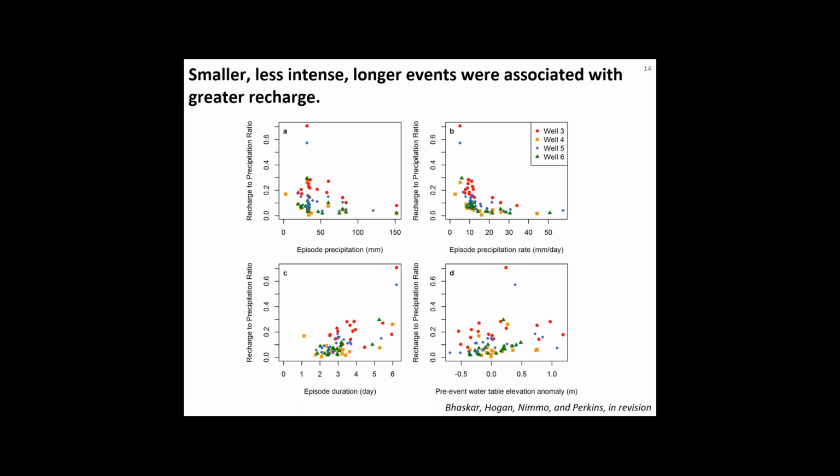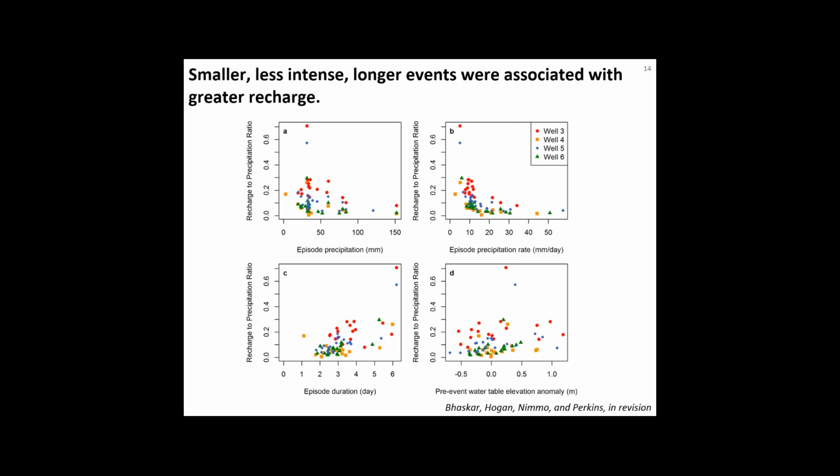And so here we're seeing that, in general, there could be a relationship. This one has more scatter, but for larger pre-event water table elevations, which means a higher water table before that event happened compared to the mean for that particular well, there's a higher recharge to precipitation ratio. These are things that, in general, fit what we would expect, and here we can actually see that going on in our study watershed. So next I'll talk about why there might be a difference.